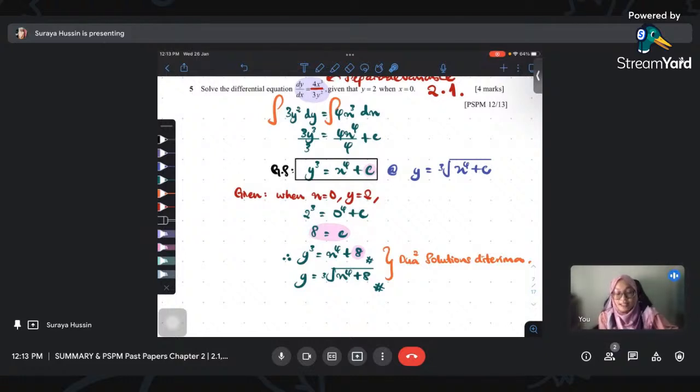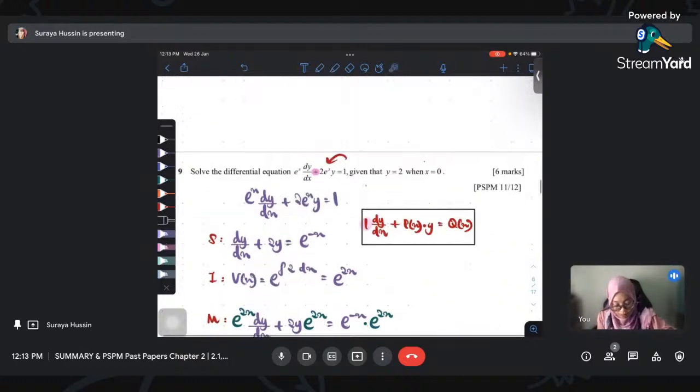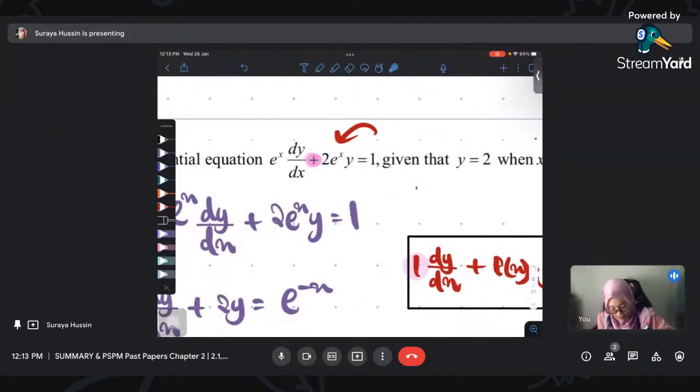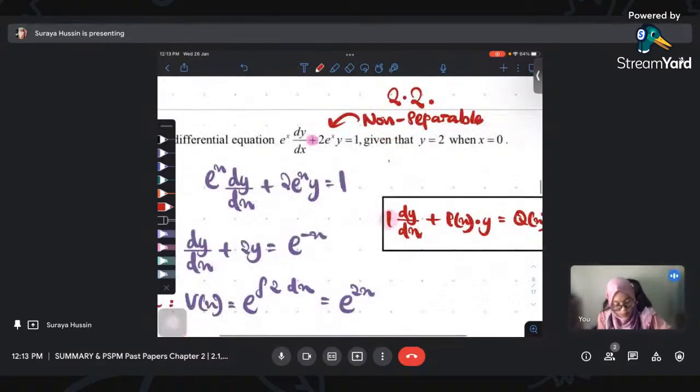Okay, let's go to the next thing, which is question 9. Okay, dekat sini kita ada tada, we have a plus here. Kalau nampak operasi tambah, when you see operasi tambah ataupun tolak, senang cerita, you terus faham that this is non-separable. Non-separable is 2.2.